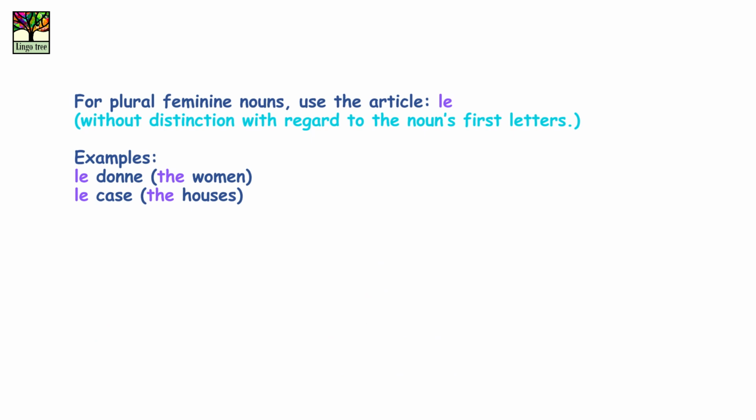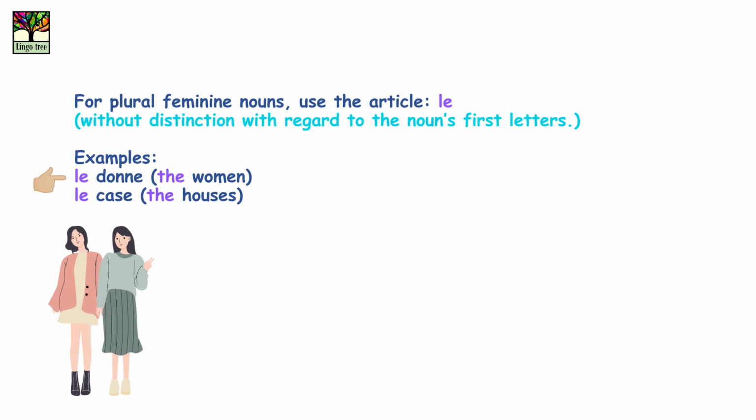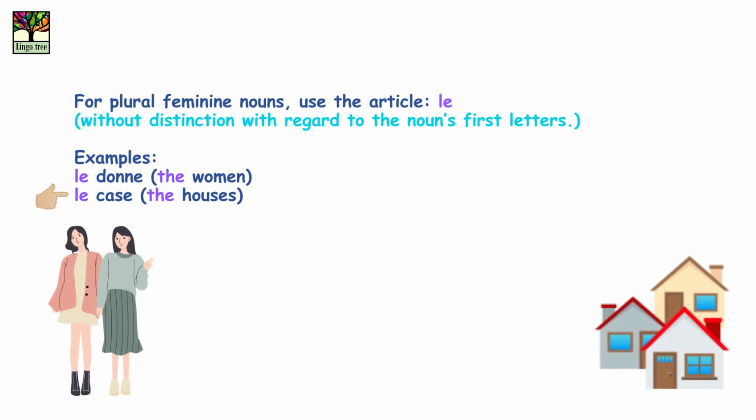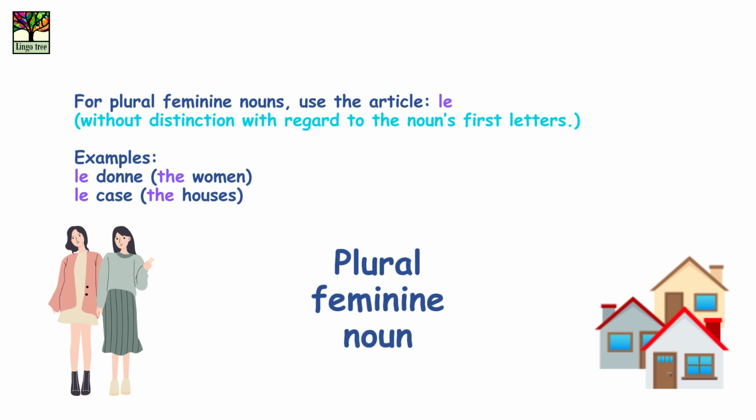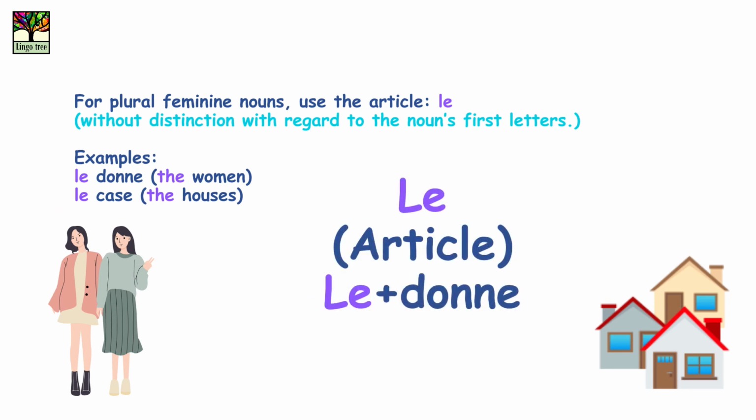Now, for plural feminine nouns, we use the article le, also in this case without distinction with regard to the noun's first letters. Examples: the women, le donne. The houses, le case. Both examples are feminine nouns in the plural form. Therefore, we use the article le before the noun.